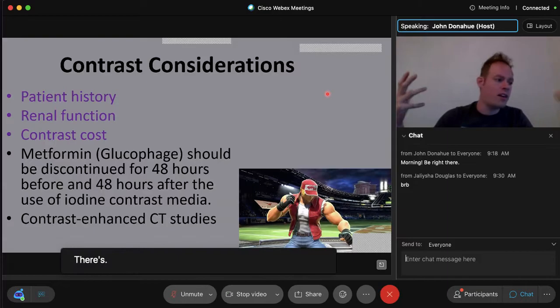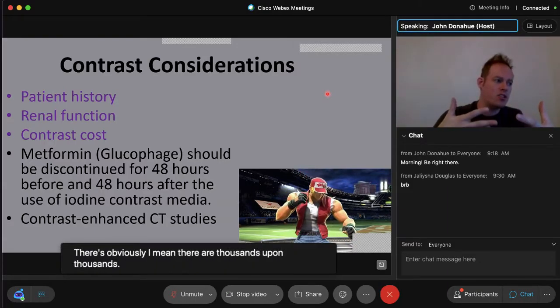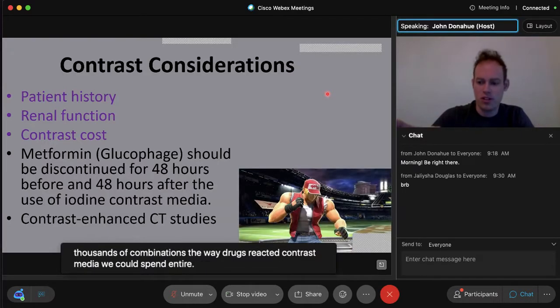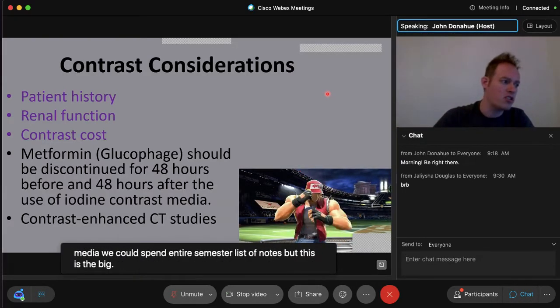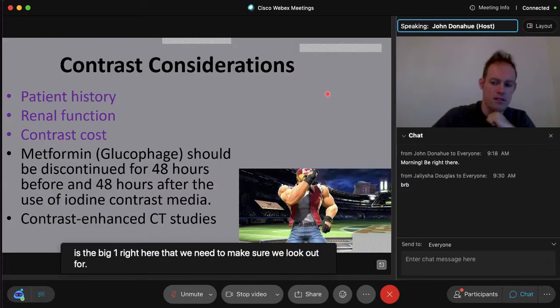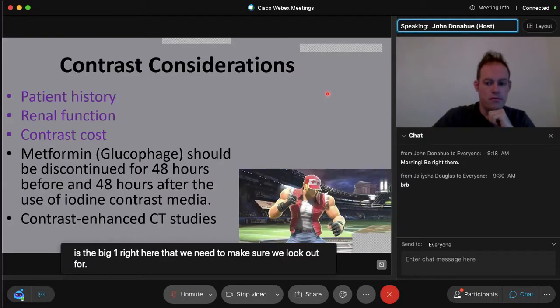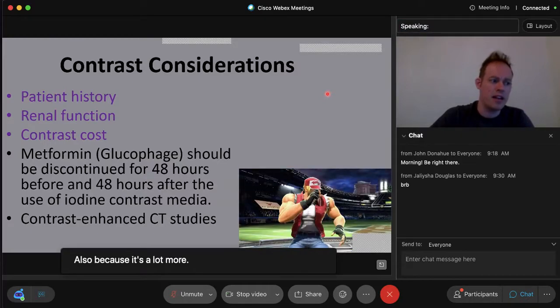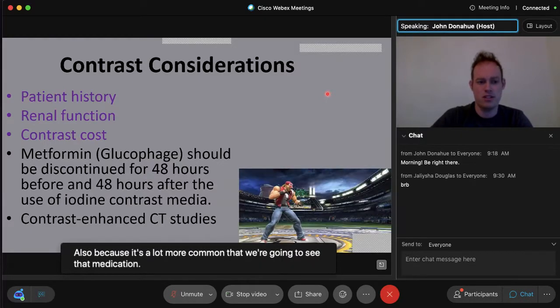There are thousands upon thousands of combinations in the way drugs react with contrast media. We could spend an entire semester listing those. But this is the big one right here that we need to make sure we look out for. Also, because it's a lot more common that we're going to see that medication in a lot of our patients.